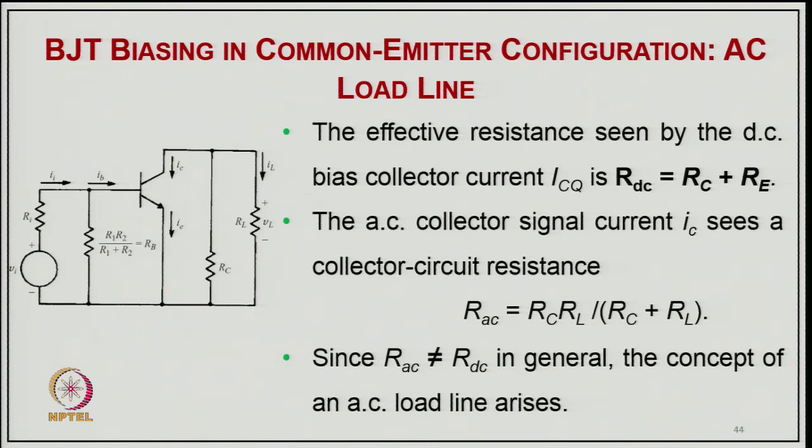The effective resistance seen by the DC bias collector current ICQ is RDC equal to RC plus RE. We already talked about this in the previous case, the sum of both. And this will be your AC collector signal current, ICC. The total RAC is equal to RC and RL in parallel, RC times RL upon RC plus RL, and since RAC is not equal to RDC, in general the concept of AC load line arises in this configuration.